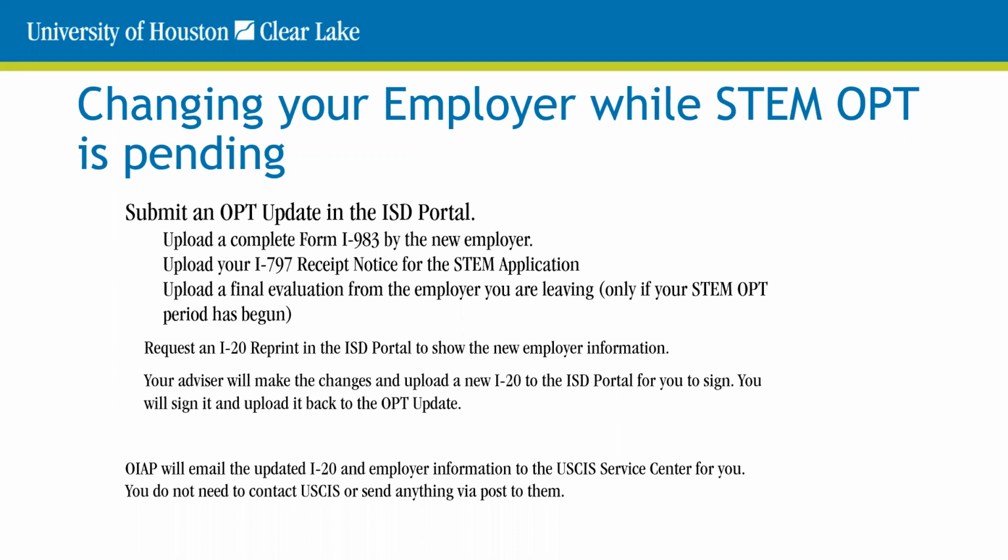OIAP will send your updated I-20 and employer information to USCIS via email. You do not need to contact USCIS or send anything to them via post. You could upload a letter and the new updated I-20 to your online application through the additional evidence section. However, your DSO, your international advisor, does need to also email USCIS to update them. We'll make your new I-20 available per your request in the I-20 reprint after updating USCIS. And there is no evidence that changing your employer while your STEM application is pending will delay it in any way.